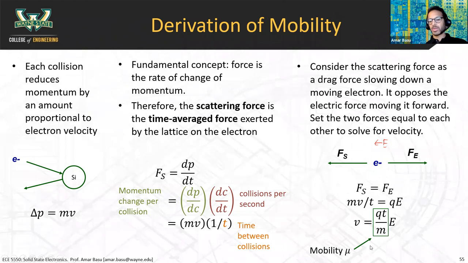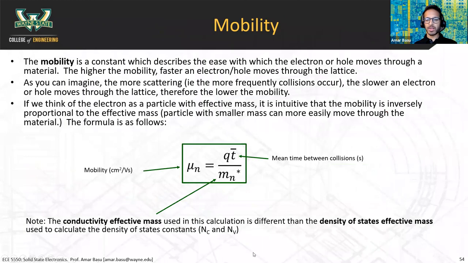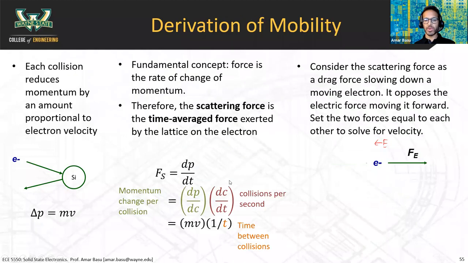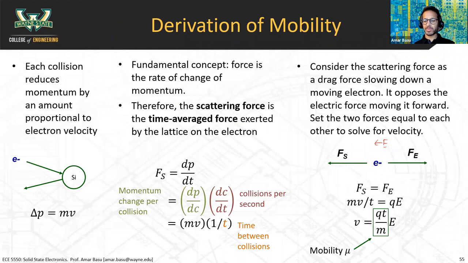So this equation that you saw on the previous slide, qt over m, actually has a very straightforward derivation like this. So now you know where mobility comes from. The intuition to have in your head: lighter objects will have a higher mobility, and a longer time between collisions will have less mobility.